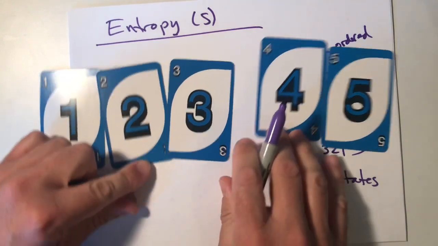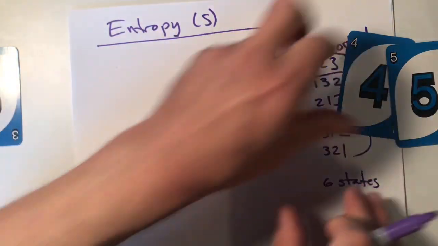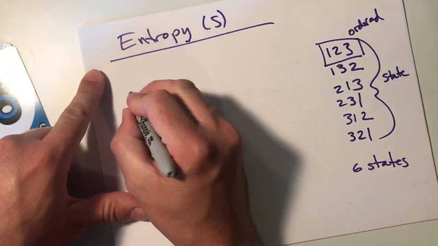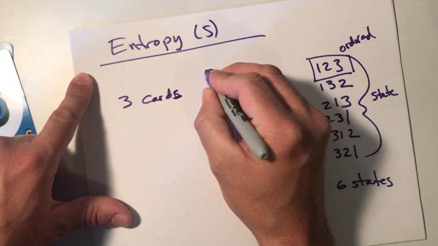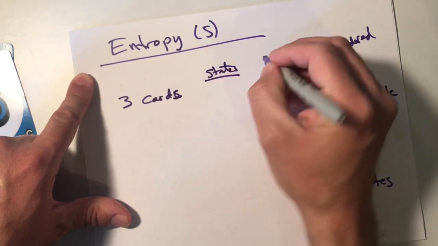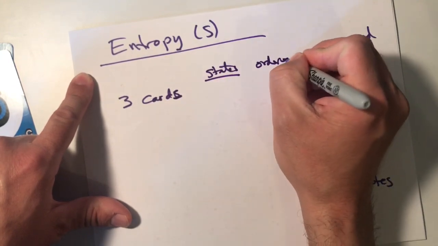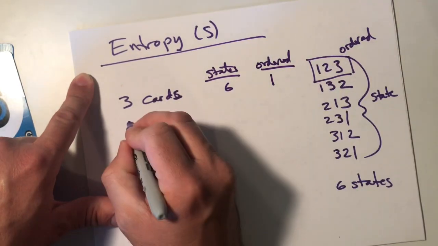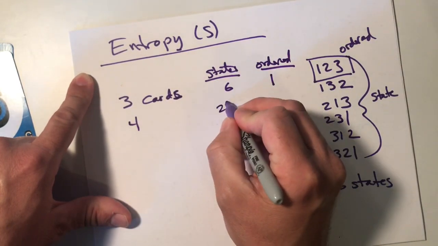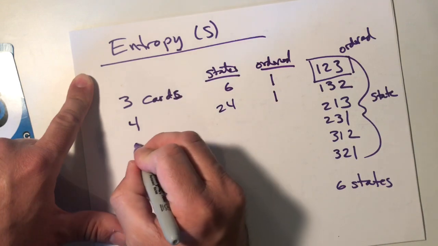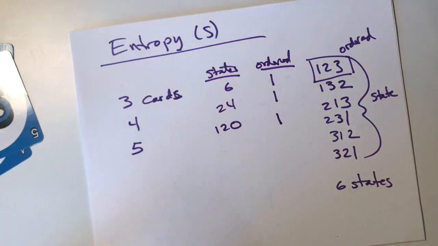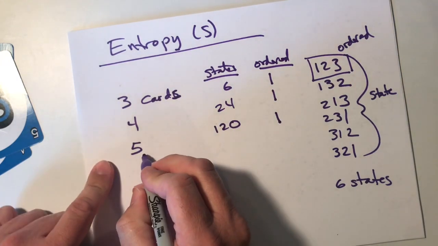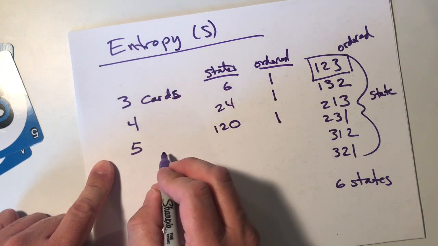So here, let's make a list. If you have 3 cards, there are 6 states, and only one of them is ordered. If you have 4 cards, there are 24 states, only one of which is ordered. If you have 5 cards, there are 120 states, only one of which is ordered. And you can go on and on like this. The formula for this is actually the number factorial, so 5 times 4 times 3 times 2 times 1.